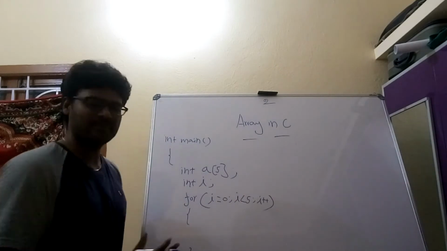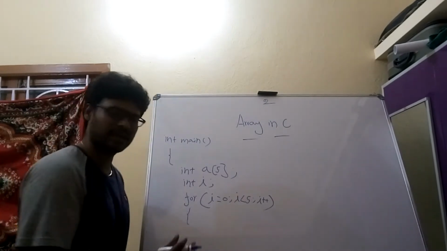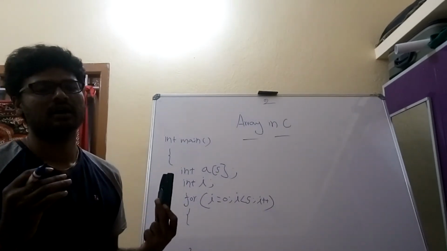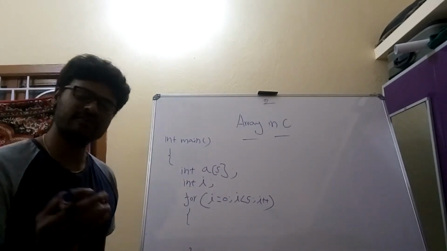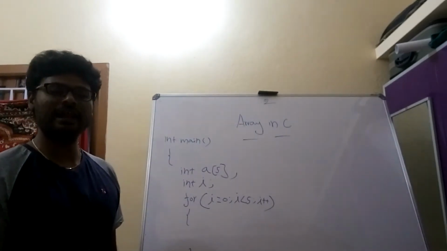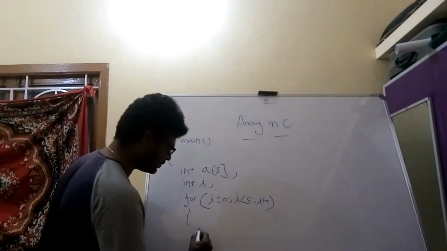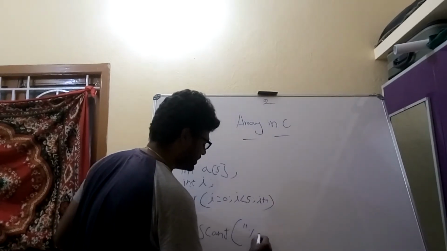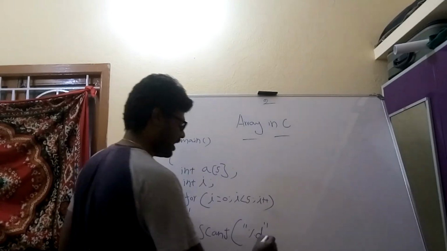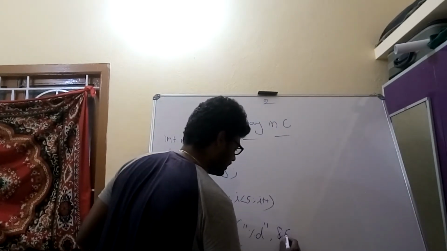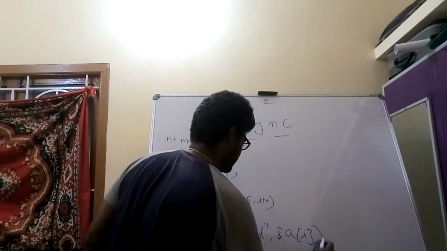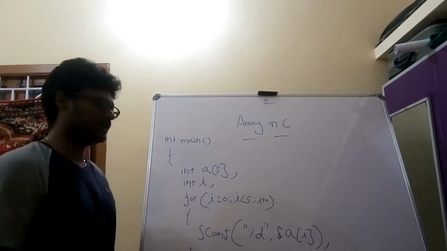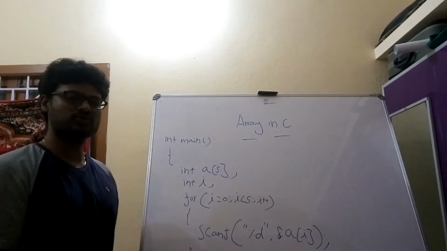I am going to get the elements from the user. To get elements from the user, we need to use the scanf statement. I hope you know scanf is used to get data from the user. Again, I'm going to use the scanf statement here: scanf of %d, because it is an integer array, and ampersand a[i]. Okay, this is the statement inside the for loop to get elements from the user, to store in the array.